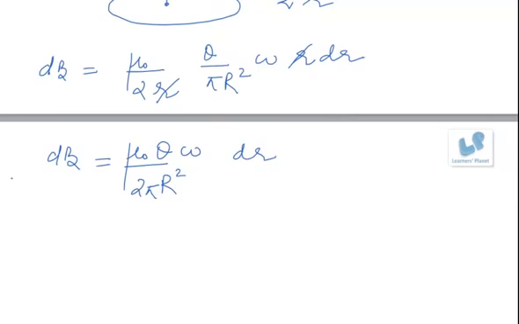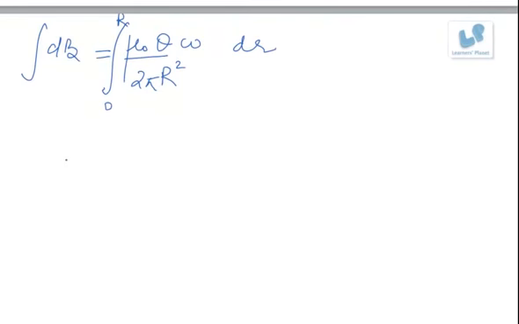So if we integrate this expression, we will get the total magnetic field with the limits r equal to 0 to r equal to capital R. So we will get B equal to mu naught q omega upon 2 pi R square, and the integral of dr is r. When you substitute the limits, we will get R, and this R will cancel out with one of the R square.